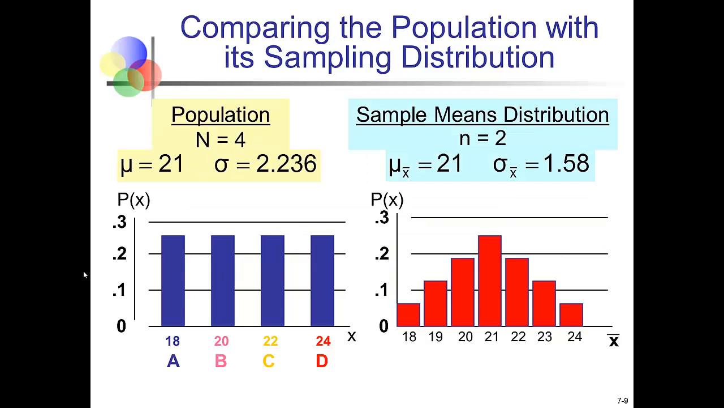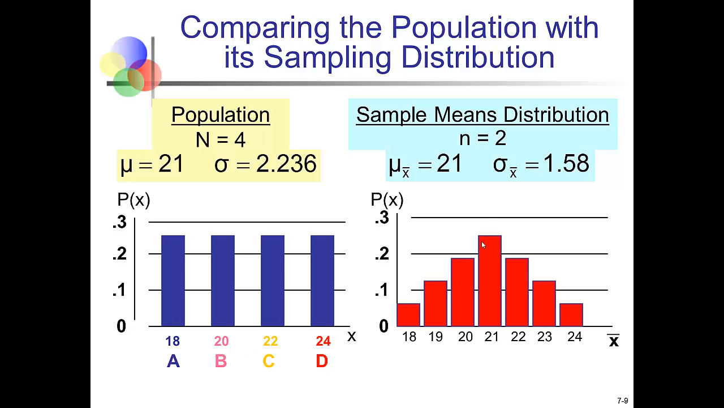Okay, here's the side-by-side comparison of the population itself. We see each of the 4 individuals here. The average was 21. The standard deviation was 2.236. For the sample means and their distribution, the average was also 21. The average of all the averages is 21. But the center of the distribution for the population is 21.